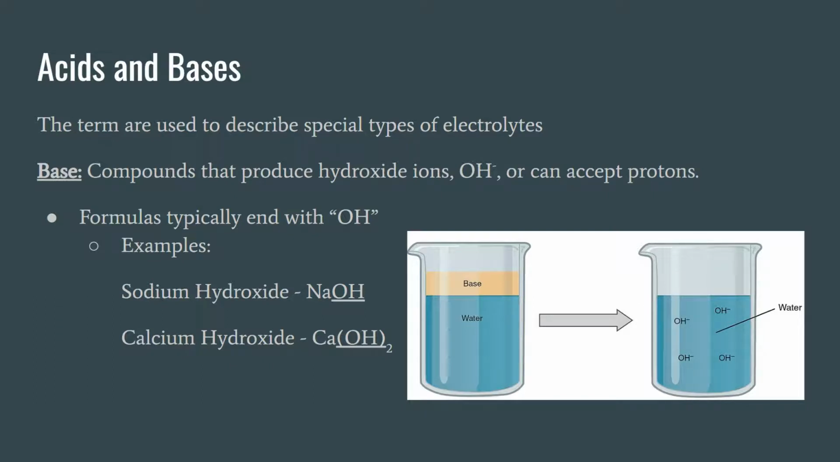There's actually a couple different definitions. I'm going to kind of blend them together here. And for the simplest cases, we typically will see an OH, a hydroxide, at the end of a chemical that can act as a base. So for example, sodium hydroxide, NaOH, or calcium hydroxide, CaOH. There are exceptions to this when we talk about bases, but for now we'll keep it simple.